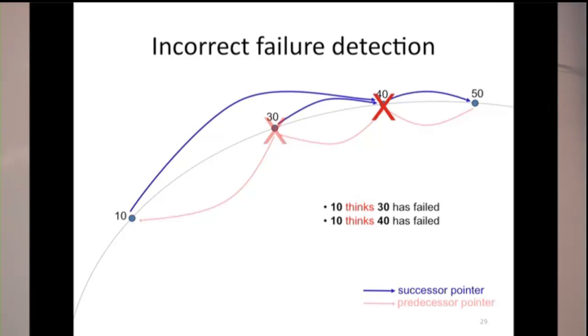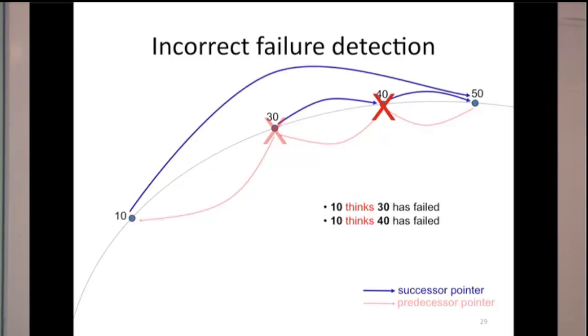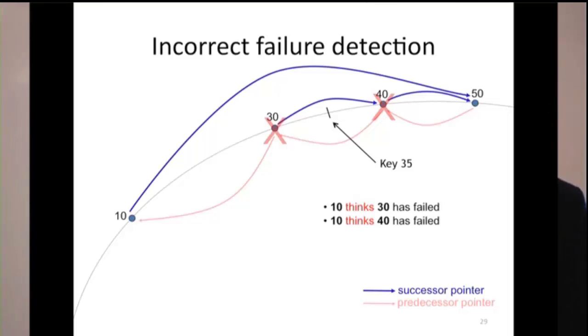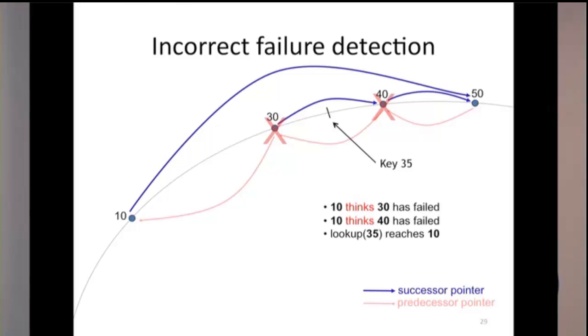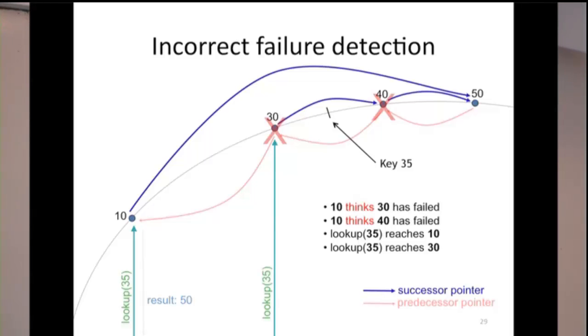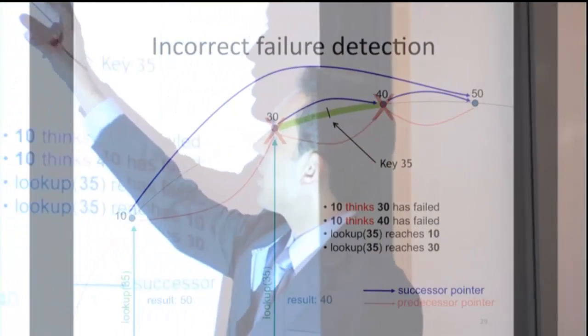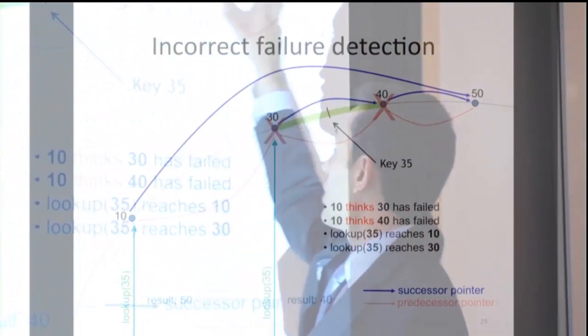What can happen now is that imagine there's a key 35 in between, and you make a lookup for this particular key. Let's say the lookup arrives at 10. In this case, 10 will think that 50 is the responsible node, so it will return 50. But if the same lookup arrives at 30, 30 knows that 40 is alive, so it will say that 40 is responsible. So for all these key ranges, there are two nodes responsible for it, 40 as well as 50.